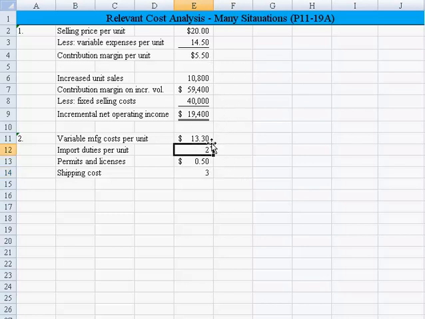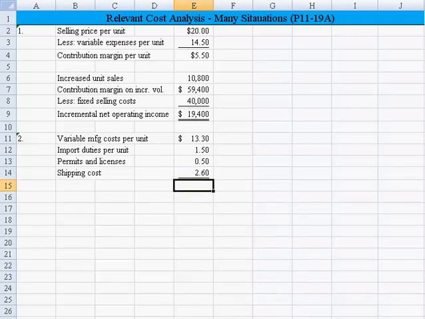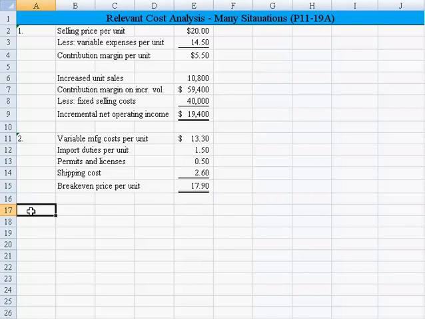Let's format all of these this way so we can see it. $1.50, 50 cents, $2.60, right? Then we just sum from above, and we come up with the break-even price per unit. The reason that this works is because we took the lump sum amount of the permits and licenses and broke it down into the number of units it was creating, which was 10,000. So if we sold 10,000, we've exactly equaled what that break-even per unit would be, and it comes to $17.90. Now double underline that, and that takes care of number 2.